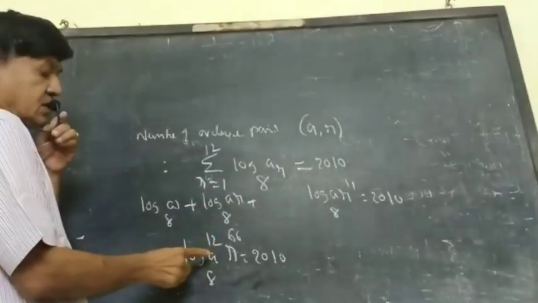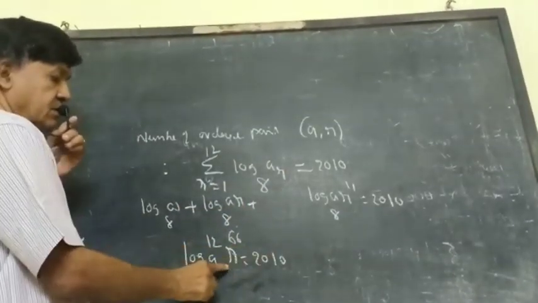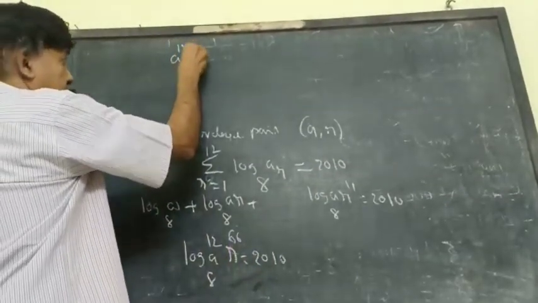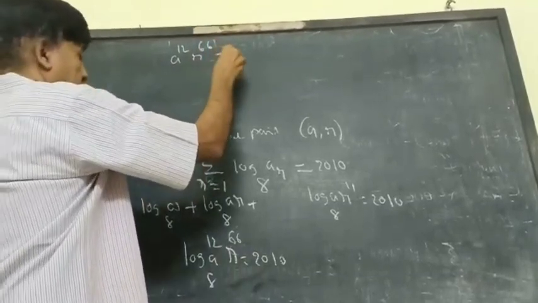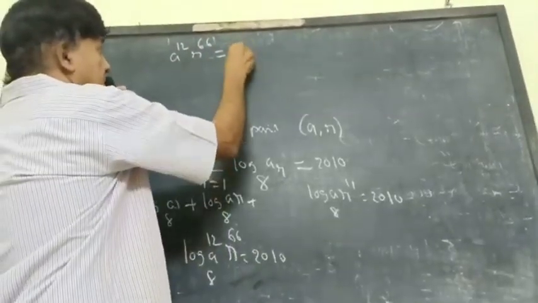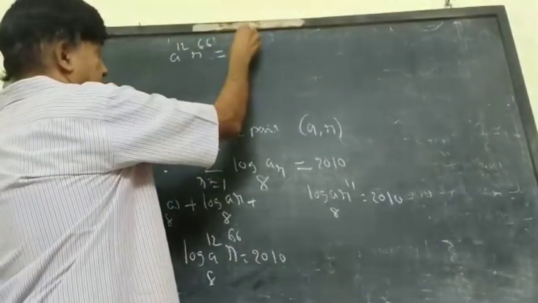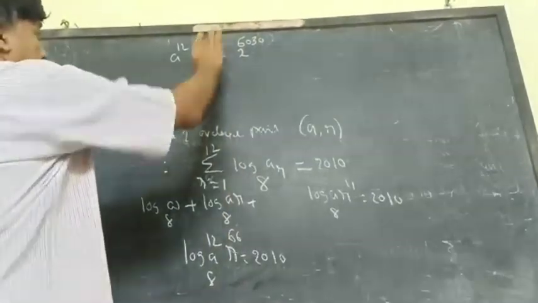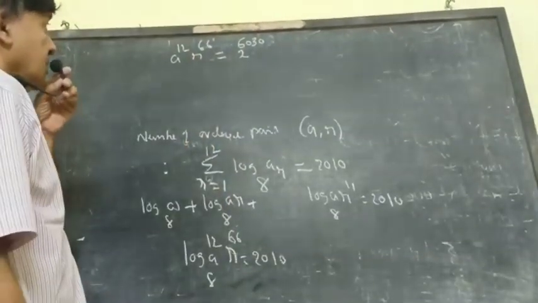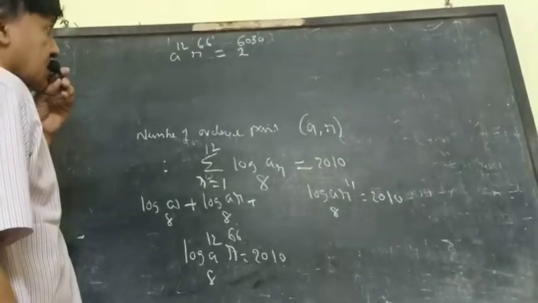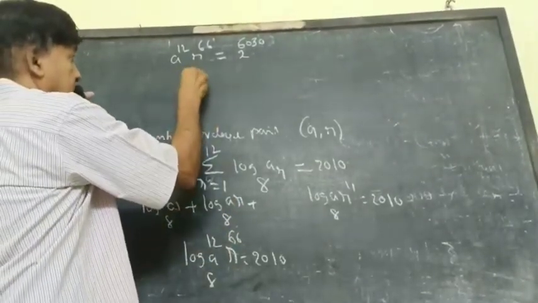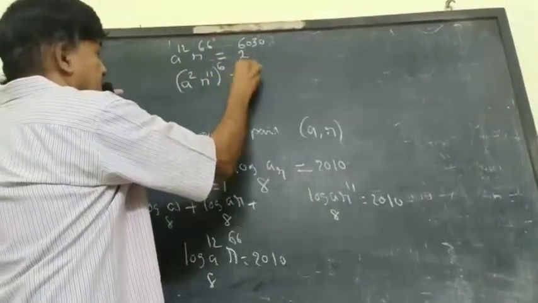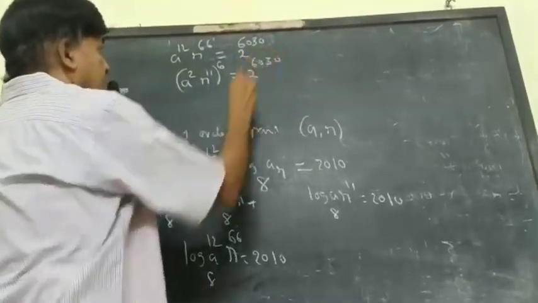You all know this. Log m to base n is x means m is what? n to the power x. So a power 12 r power 66 is equal to 8, which is nothing but 2 cube, 2 to the power of 6030 you will get. a power 12 r power 66 is as good as a square r power 11 whole to the power of 6.